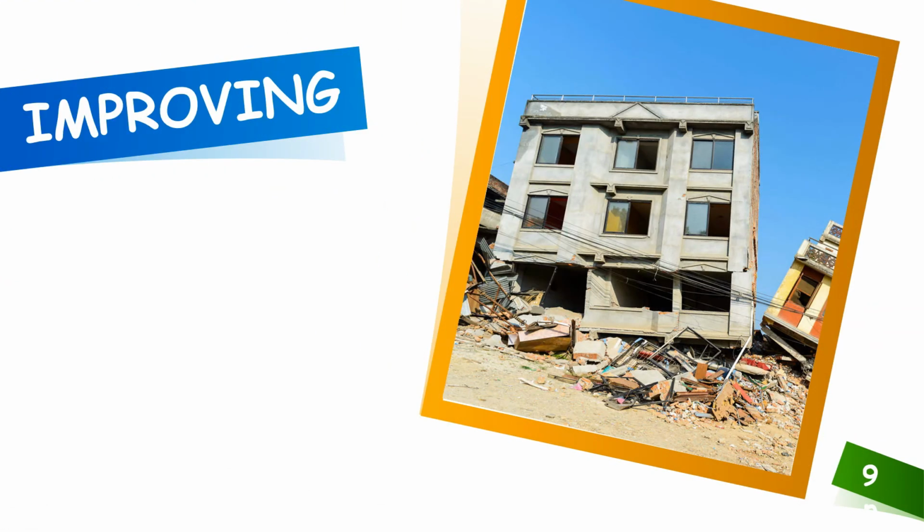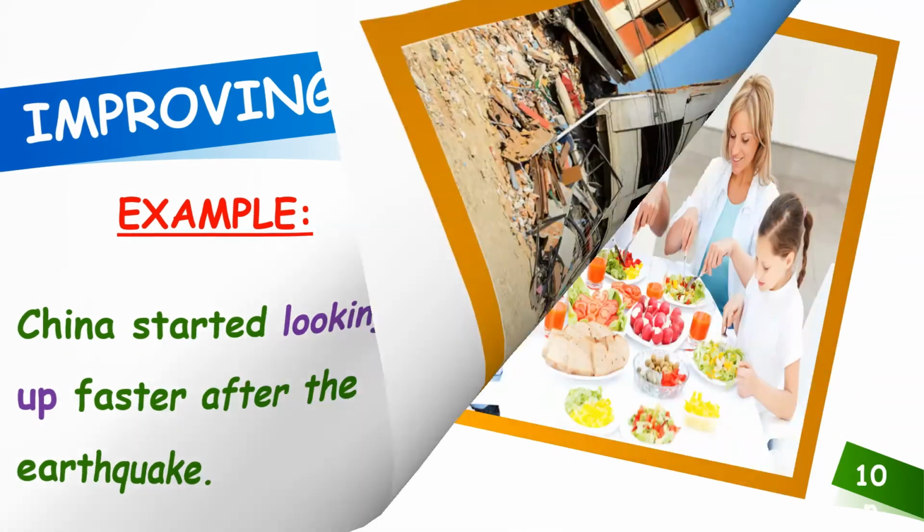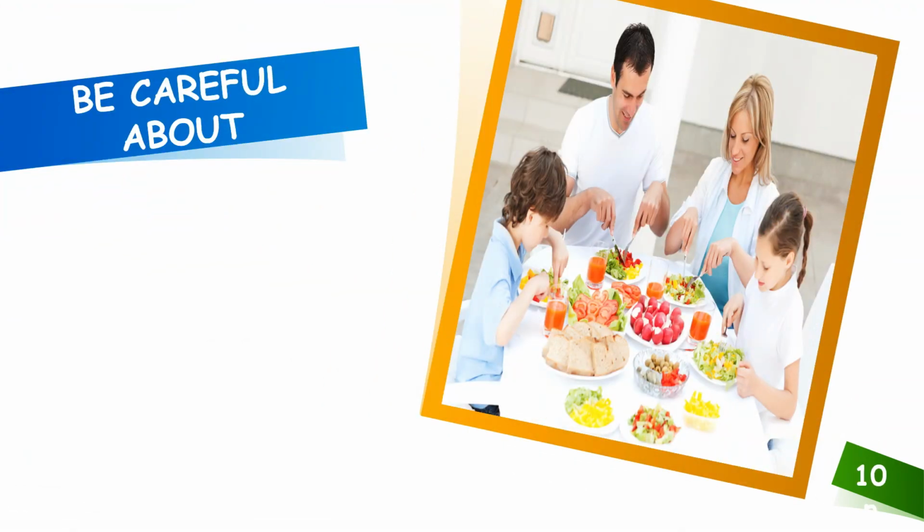The ninth homonym of the word look is improving. Let's have a look at the example. China started looking up faster after the earthquake, which means China started to improve faster after the destruction caused by the earthquake. The tenth homonym of the word look is to be careful about something.